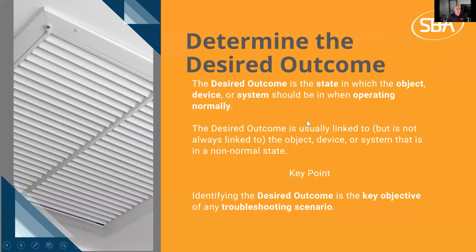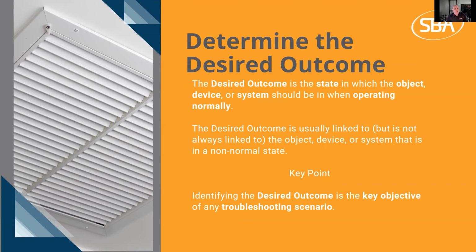All right, how do we determine the desired outcome? Well, the desired outcome, quite simply, is the state in which the object, so we're talking both physical objects as well as logical objects, device, or system should be in when operating normal. So, examples of this would be like your air handler. It should be providing maybe 55-degree air and a certain amount of CFM and maybe a certain DP, right? So, you want to go through that.